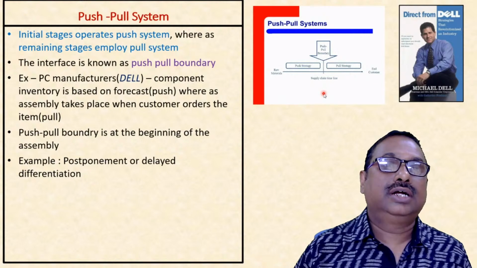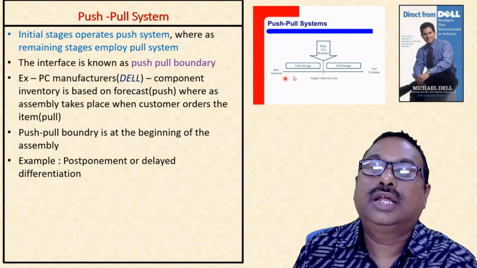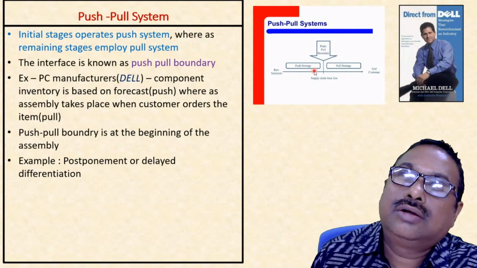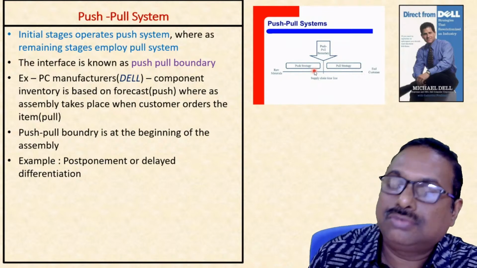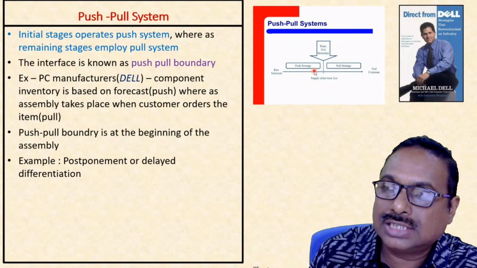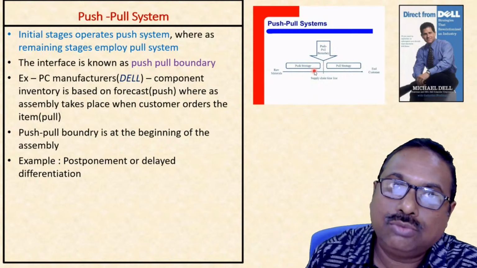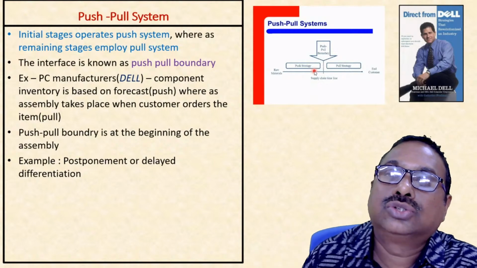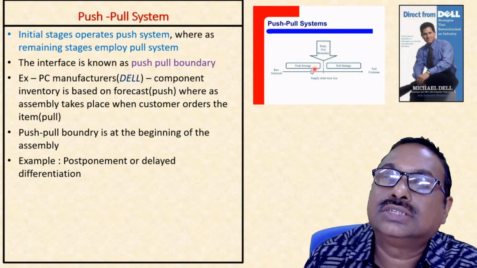Suppose, take for example, a Dell manufacturer. For assembling a computer, you need a lot of accessories. So you forecast these components, you procure items and you manufacture these components. You keep these in your inventory. So this is the push strategy.